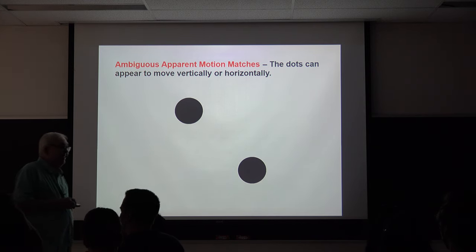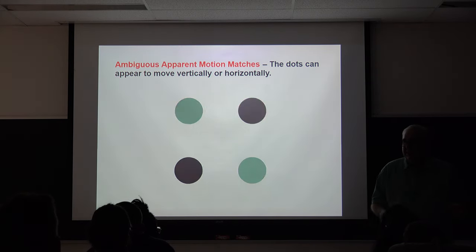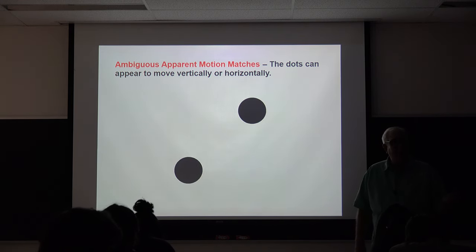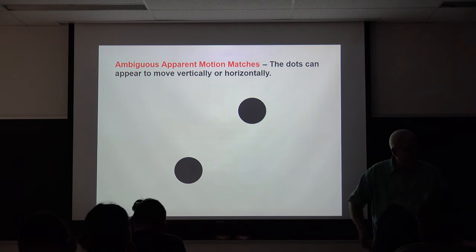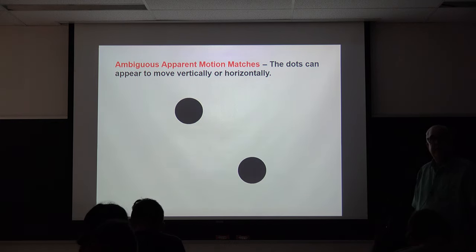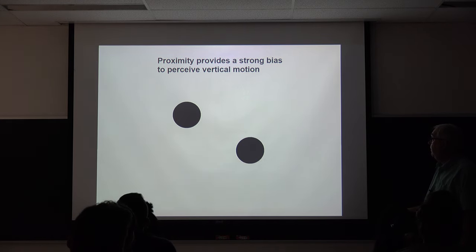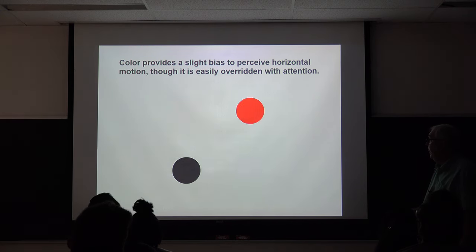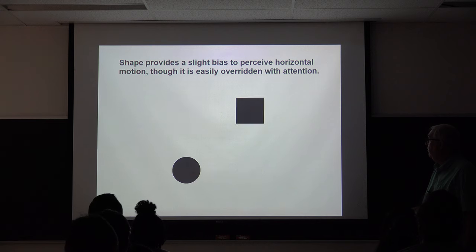All right. So there are all kinds of weird effects when you have multiple targets present. And in AI research, this is one of the real problems, both in stereo and in motion: if you have a sequence of images, how do you know which feature in one image corresponds to which feature in the next? And the brain faces that as well. So you can bias it one way or another. If I make the horizontal path shorter, you'll see horizontal. If you make the vertical one shorter, you'll see vertical. The color one has only a slight bias here for horizontal. Shape has only a slight bias for horizontal.